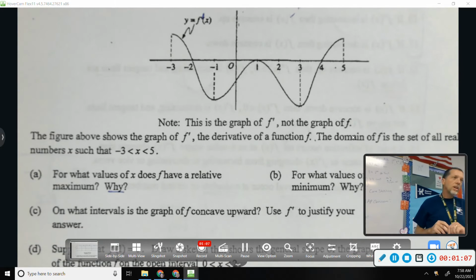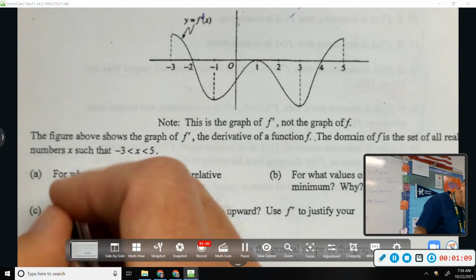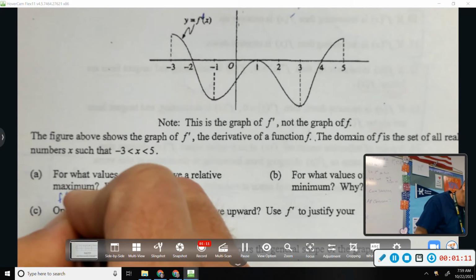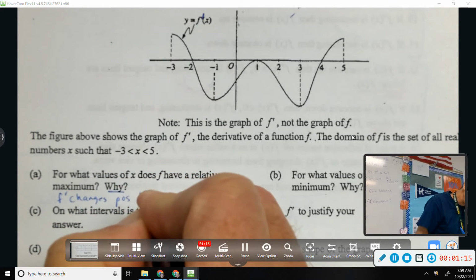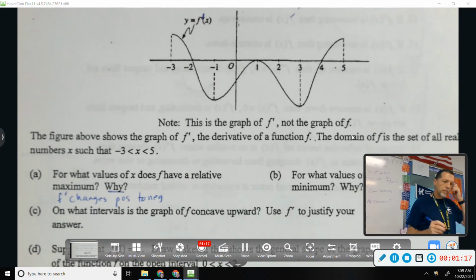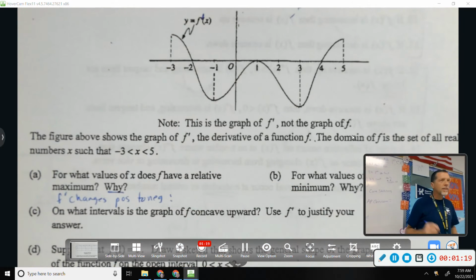F prime changes positive to negative. There's a relative max when f prime changes positive to negative. That's what a relative max is, when f prime changes from positive to negative.